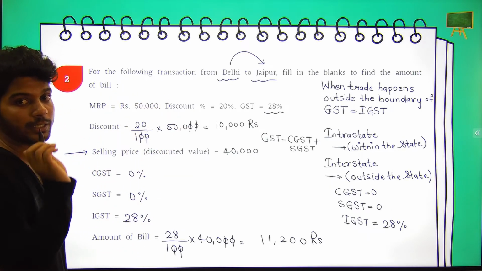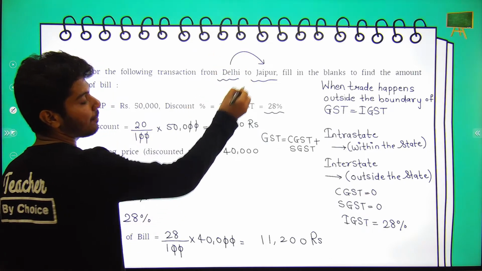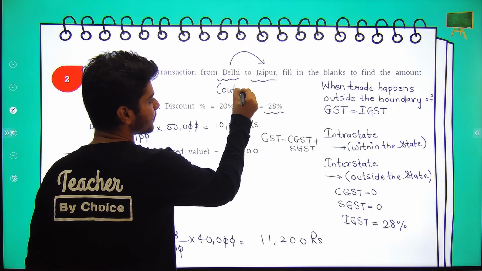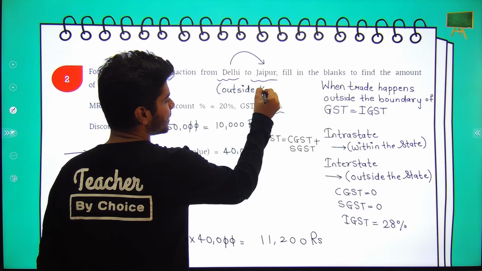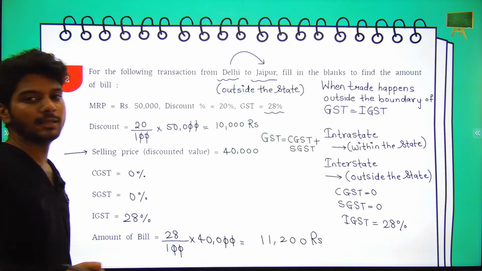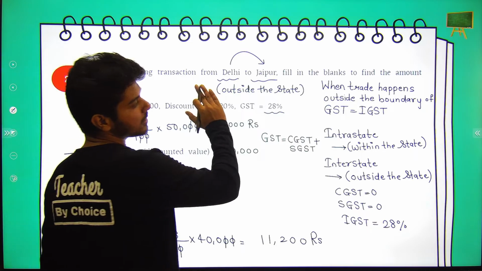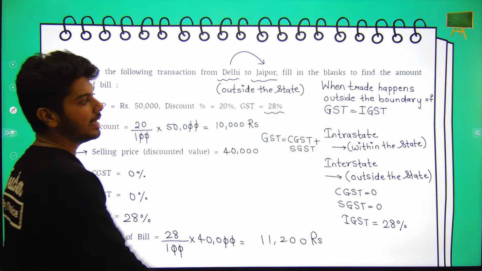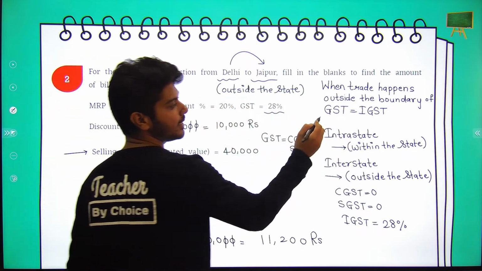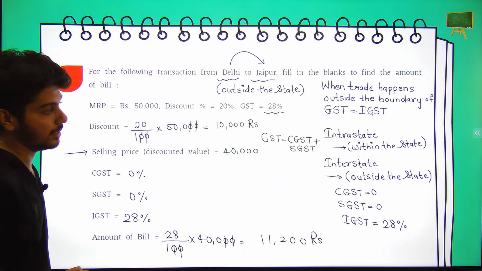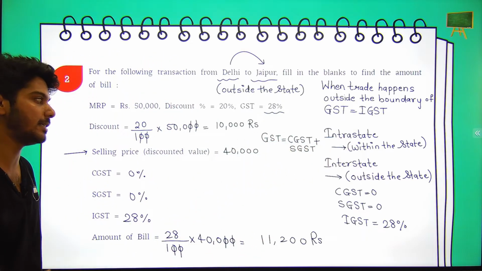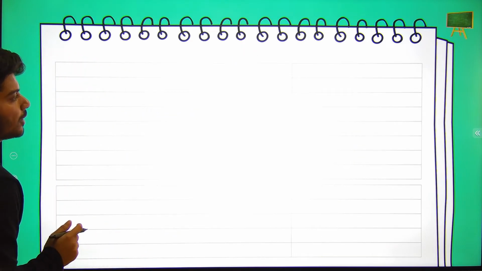See, what was the twist in the sum? The trade was happening outside the state. This point is very important. Whenever the trade is done outside the state, this is how you have to carry out the calculation. GST will be equal to IGST, and when we talk about within the state, it is CGST plus SGST. Okay, so this is how it goes.